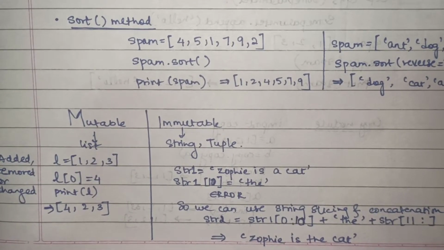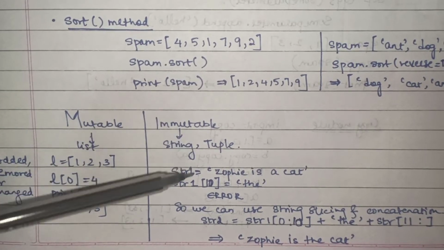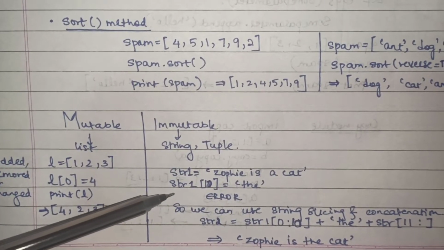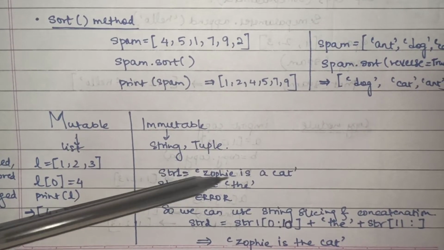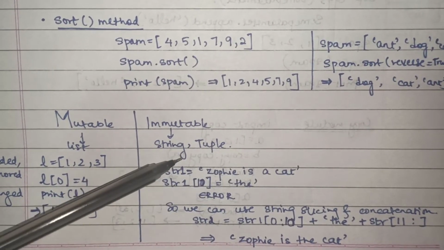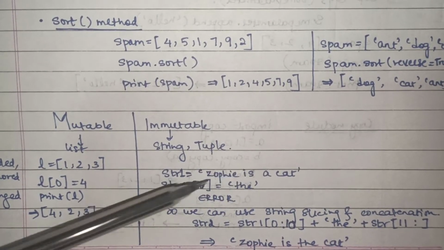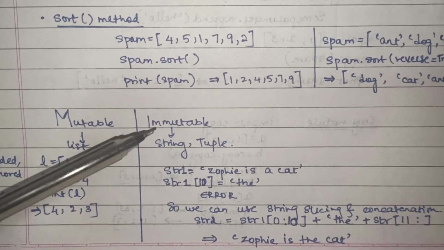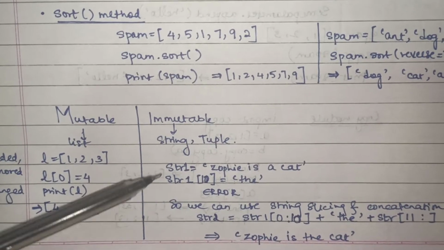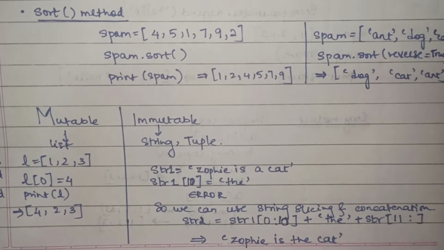Coming to immutable, strings and tuples are immutable. Say you have a string, Sophie is a cat, assigned to string1, and you want to change string1[10] into 'the'. This will throw an error because strings are immutable. You can only change the string by using string slicing and concatenation.